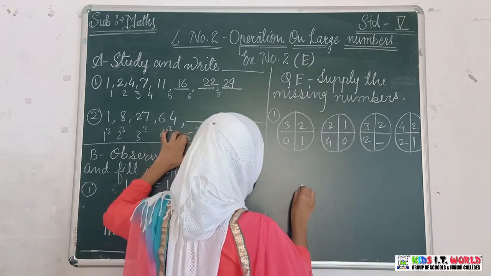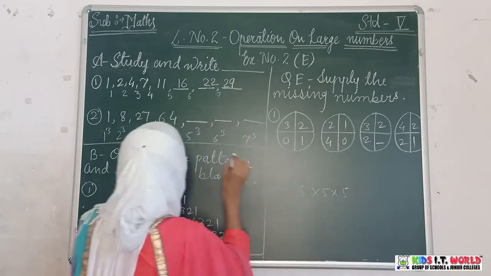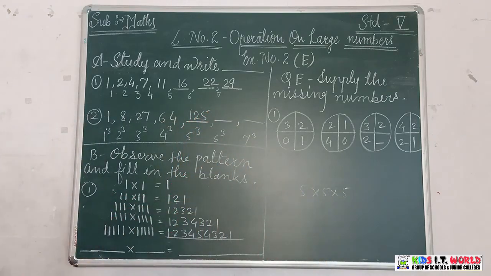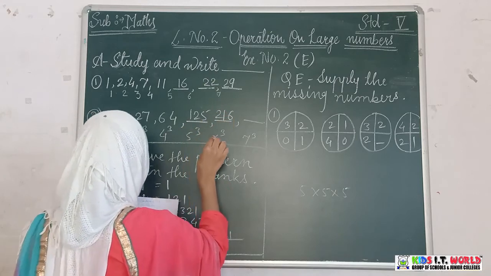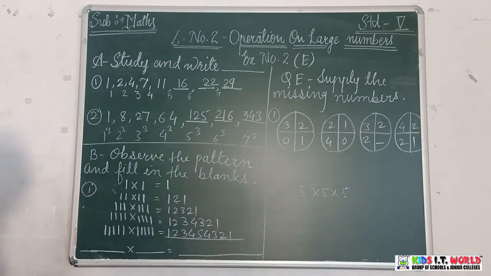So cube of 5 is 5 into 5, 25, 25 into 5, 125. In the same way you have to find the cube of 6 also. The cube of 6 is 216 and cube of 7 is 343. In this way you have to find the cube of the given number. So in this way you have to solve the pattern. Same way you have to solve the third and fourth also.